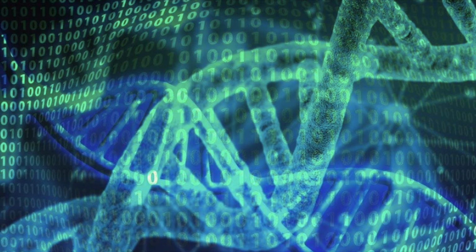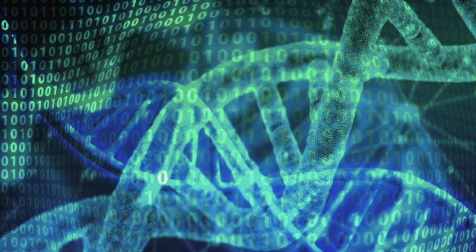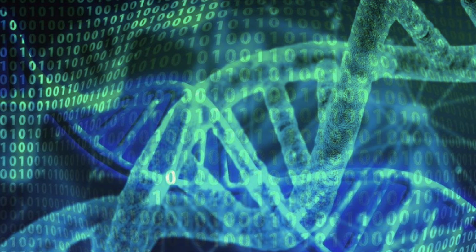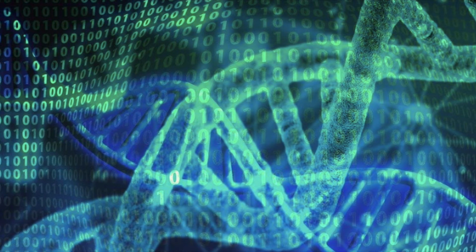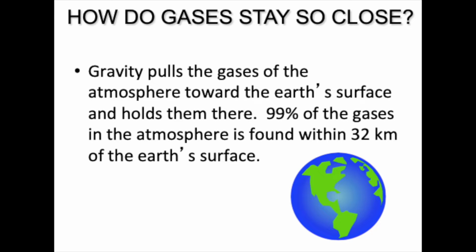So the atmosphere, as we continue to look at it, everything's just perfect here on Earth. How does the atmosphere stay here on Earth? Gravity pulls the gases of the atmosphere towards the Earth's surface and holds them there. 99% of all the gases in the atmosphere is found within 32 kilometers of the Earth's surface. The reason being is gravity. Gravity is the bending of space and time, and that's what keeps the atmosphere right here on Earth.